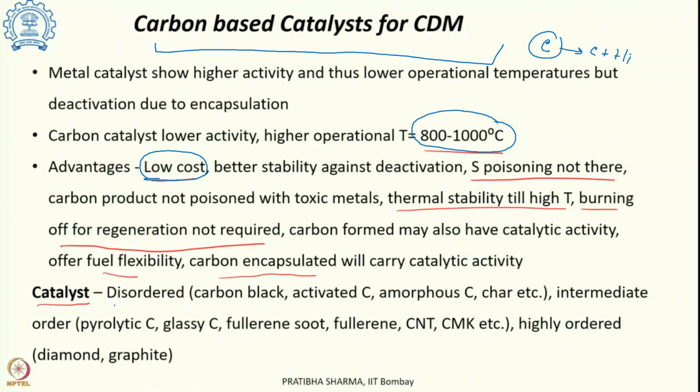What are the different carbon catalysts used for methane decomposition? Just to remember, disordered carbon. Disordered carbon means carbon black, activated carbon, I mean activated charcoal. You can also say amorphous carbon. Can you give me one example of what is disordered carbon and highly ordered carbon?